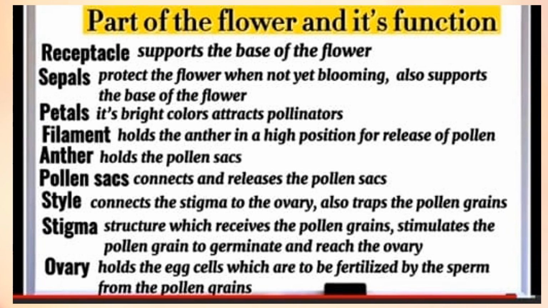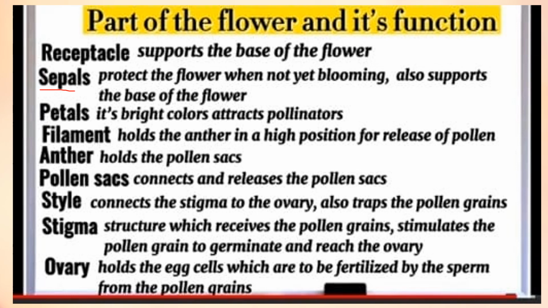Let's see the parts of the flower and their functions. Sepals support the base of a flower. Sepals protect the flower when not yet blooming, and also support the base of a flower. Petals, their bright colors attract pollinators. Filament holds the anther in a high position for release of pollen. Anther holds the pollen sacs.